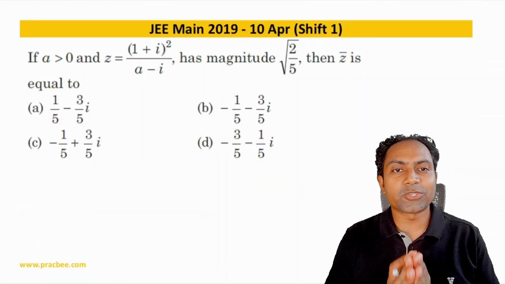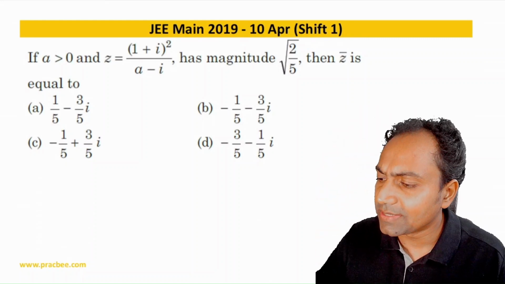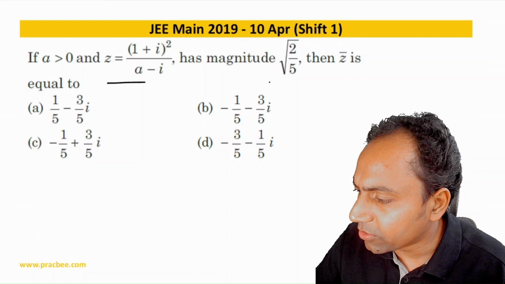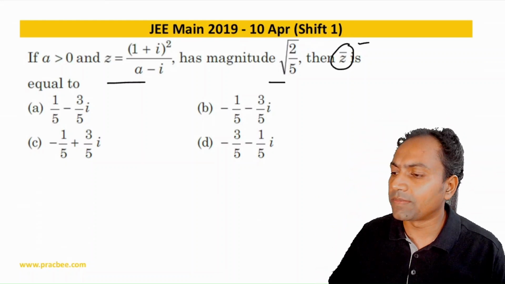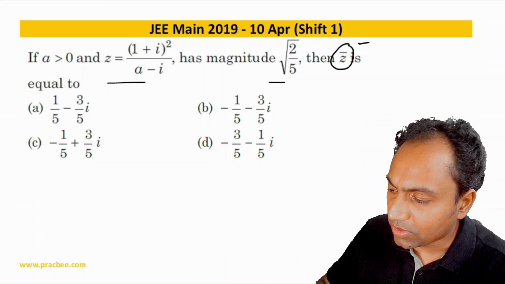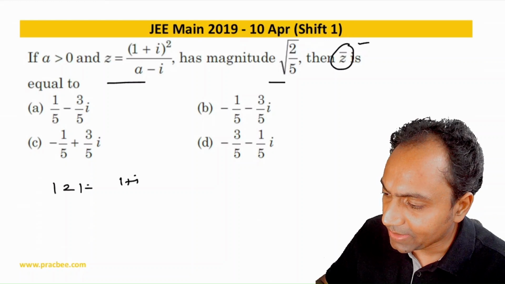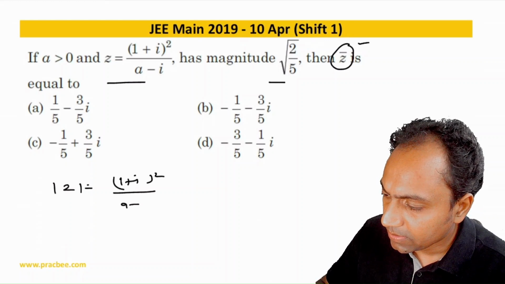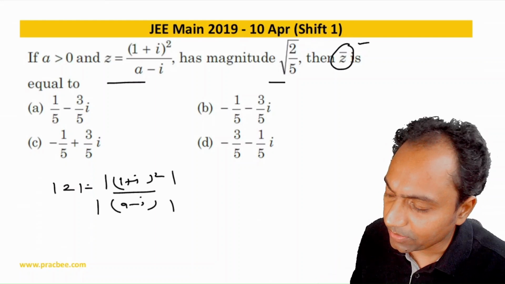Now let us look into this 2019 question. It is again a very simple question based on very simple properties. What they are saying is that a complex number z is given and its magnitude is also given. They want us to find the value of z bar. Interestingly, if the modulus is given and I apply the properties that I have learned, my modulus is going to be distributed in the numerator and denominator.